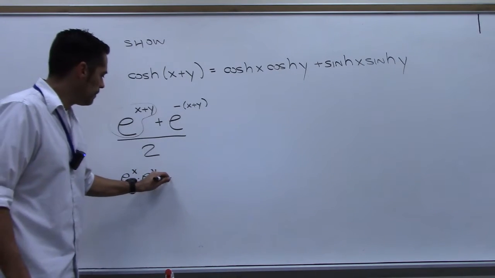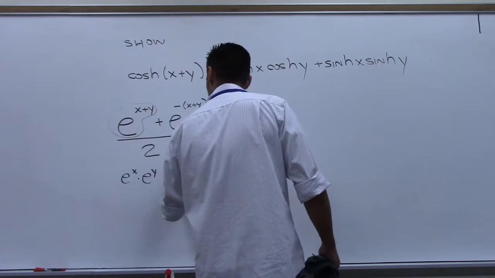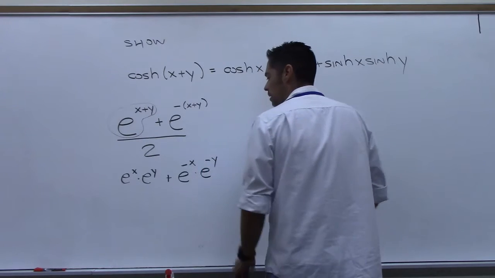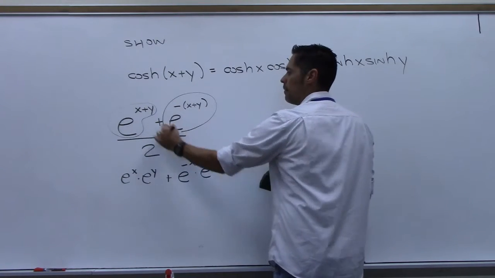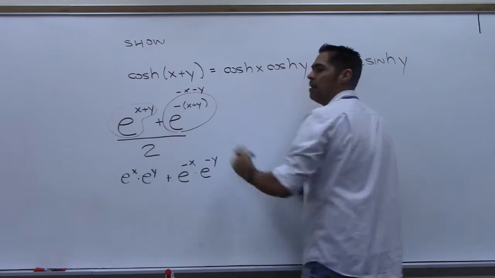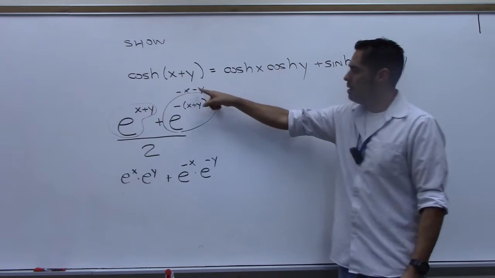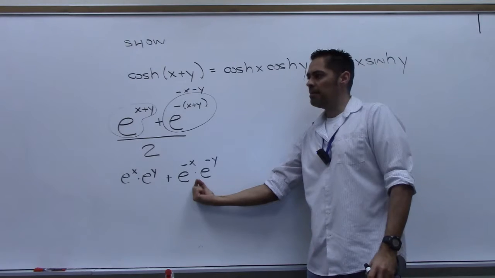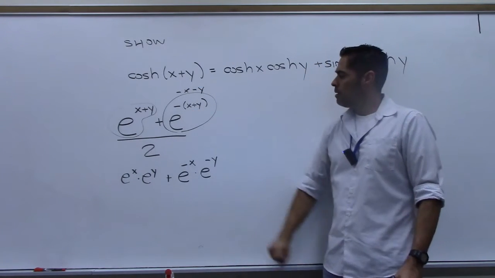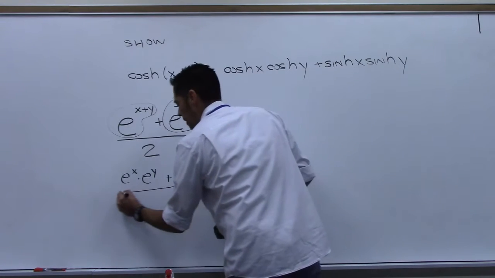Plus, isn't this one e to the negative x times e to the negative y? Because if you distributed those two through, you get negative x, negative y, or minus x minus y. So if I put these two back together, I'd be here, and then I could factor a negative out and be here. And then that's all over 2, right?